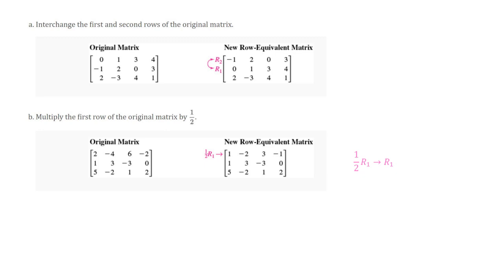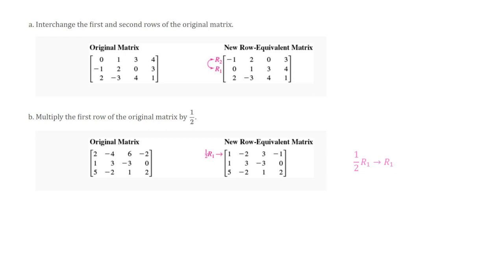An example of multiplying a constant to a row. The notation would be, I want to multiply 1/2 to row 1 to give me a new row 1. And again, this is the complete notation that we write. We are multiplying a constant to row 1, and the arrow is telling us that we're going to make this our new row 1.